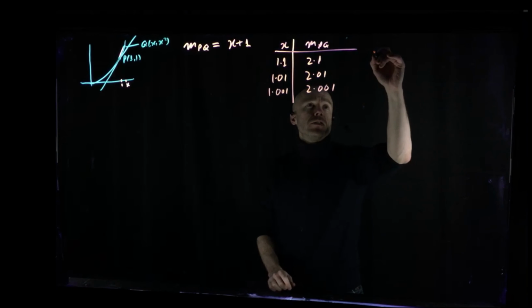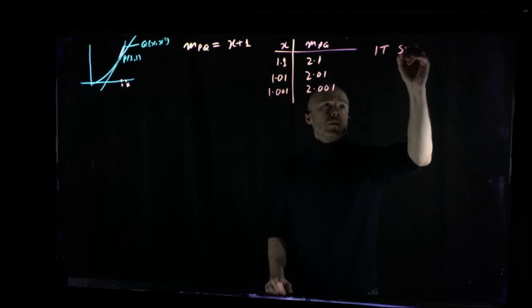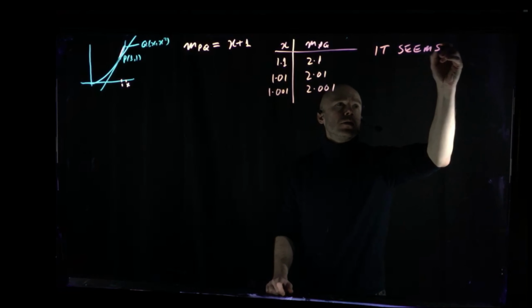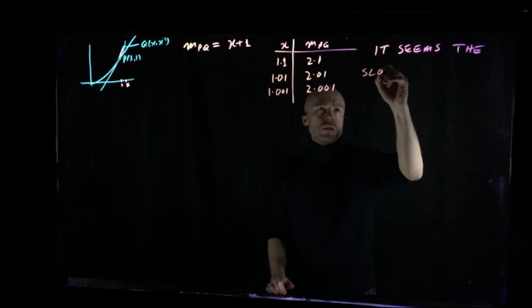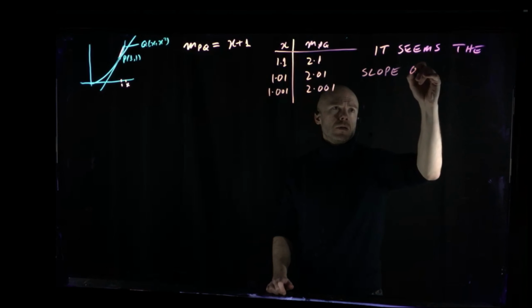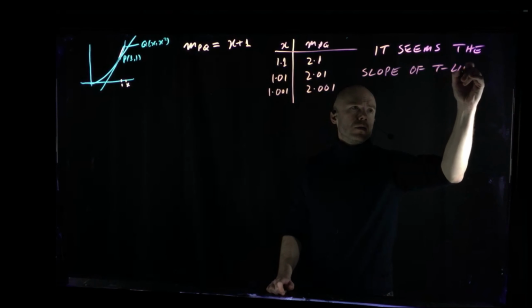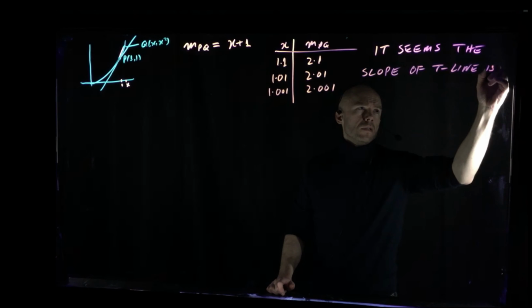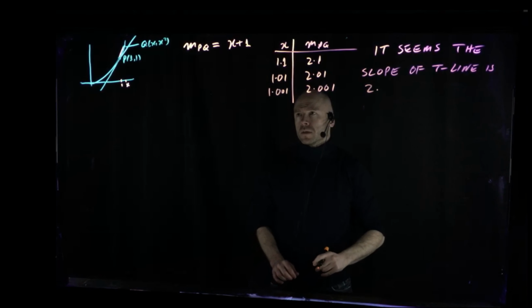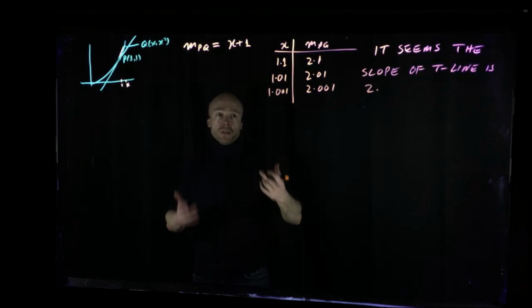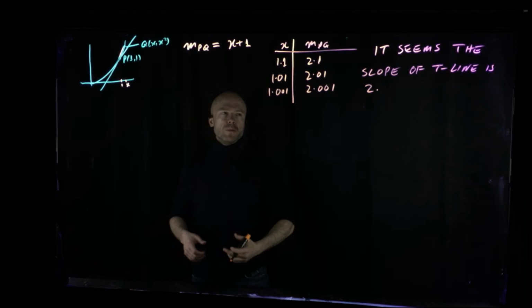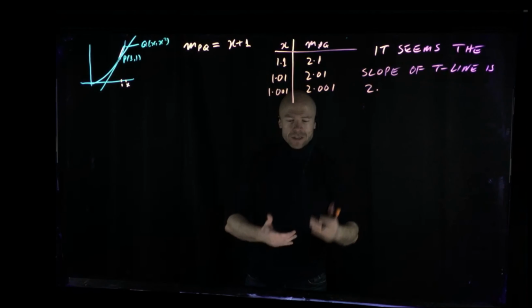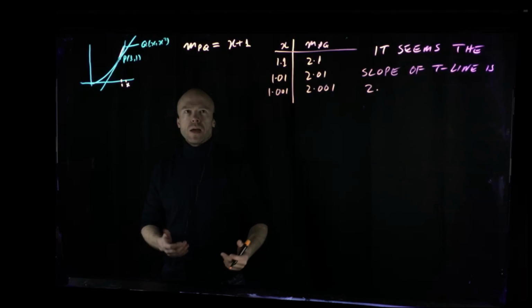So let's write that down. So it seems the slope of the tangent line is 2. Okay. We don't know this for sure because we're just doing this thing and it looks pretty convincing, but later we'll be able to say more in a more definitive way that this is actually correct.